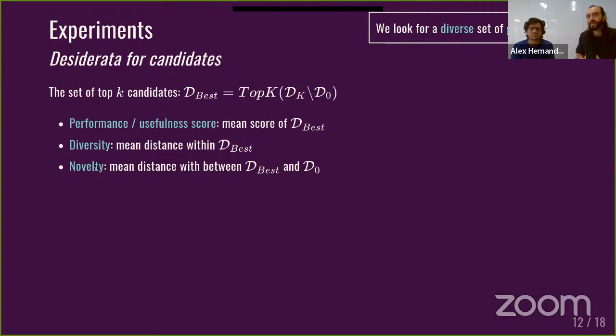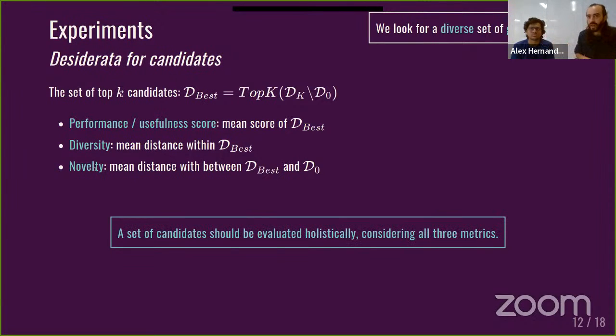So the precise way we define these metrics is in the paper. So as a conclusion from this slide, a set of candidates should be evaluated holistically. That means all the three metrics are important. It's not enough to have just diversity, but then bad score. It's not enough to have good score, but bad diversity and so on.